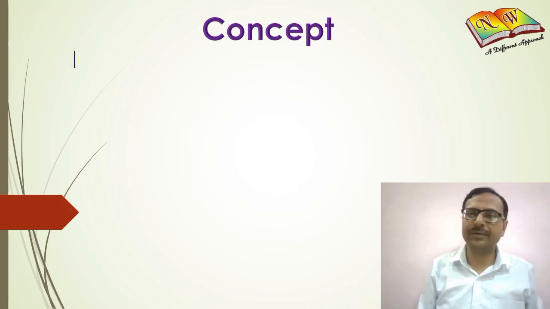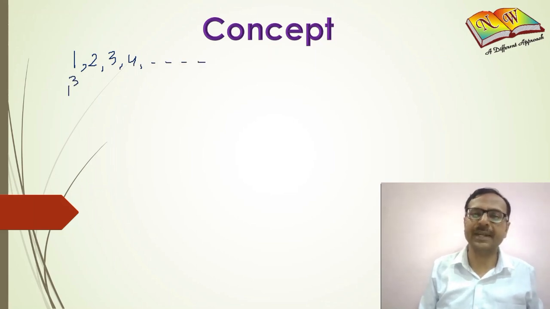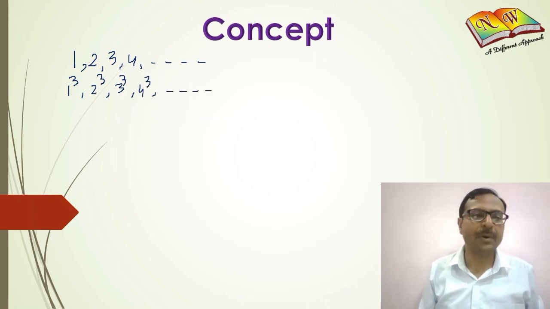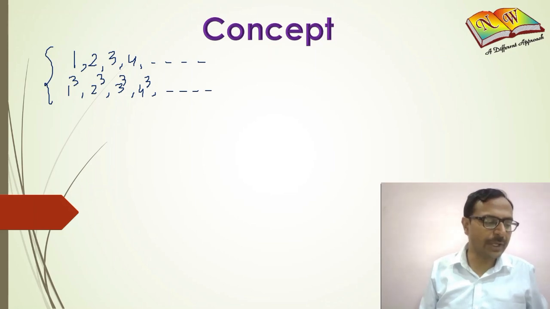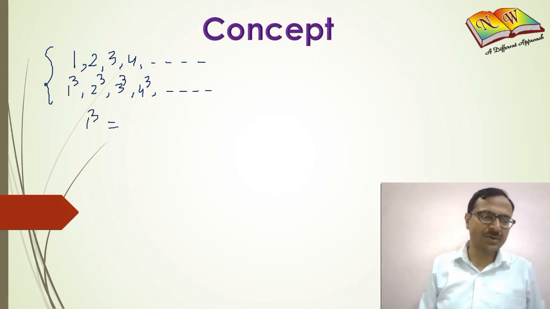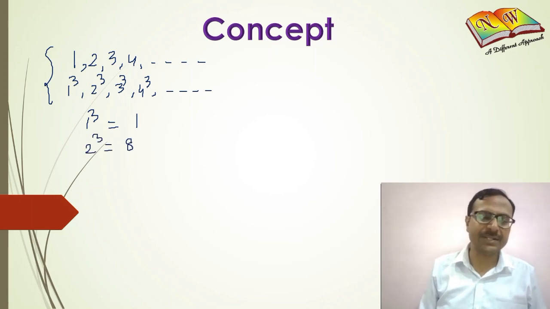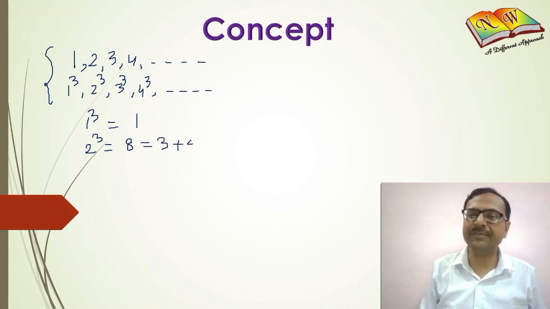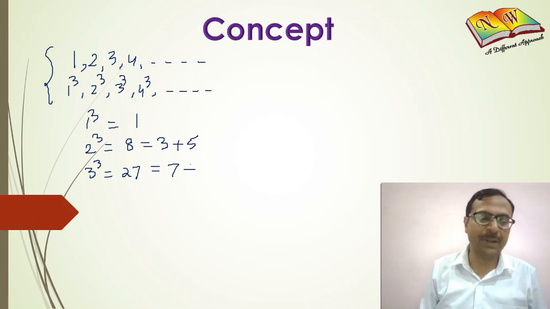We all know that the natural numbers are 1, 2, 3, 4, and so on. The cubes, that is 1 cube, 2 cube, 3 cube, 4 cube, and so on, exhibit some properties. If you take 1 cube, it's just 1, that is the first odd number. If you take 2 cube, it is 8, and 8 happens to be the sum of the next two odd numbers, like 3 and 5. If you take 3 cube, which is 27, you can add the next three odd numbers, like 7 plus 9 plus 11.